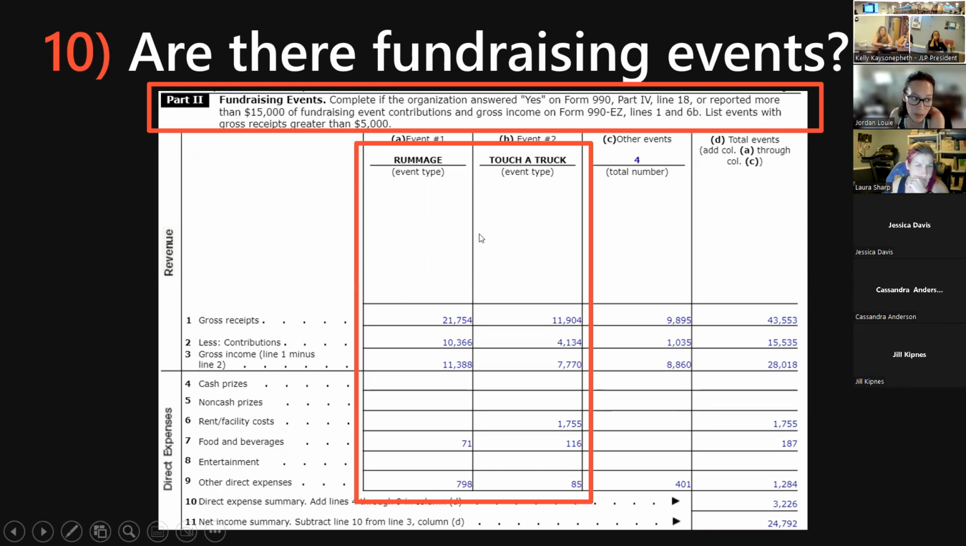So here, JLP listed 2. I recognize these names. I think you all should. So you've got your rummage sale and Touch a Truck as events number 1 and 2. Both of them, you received a little bit more than you brought in. You've got a net positive in line 3. So that made money, right?